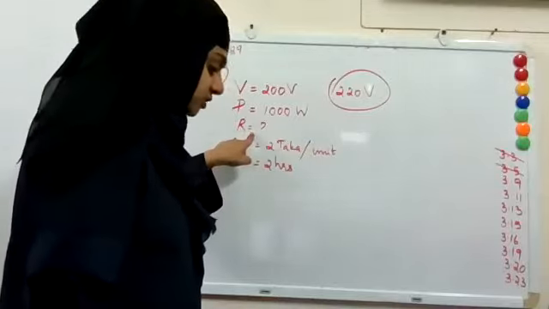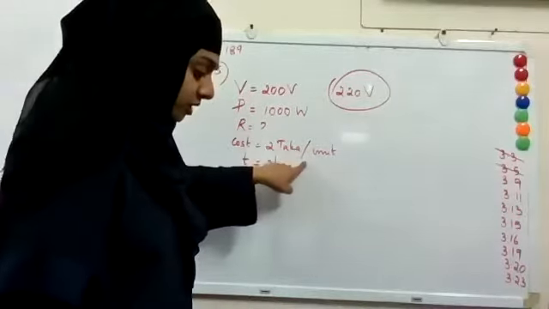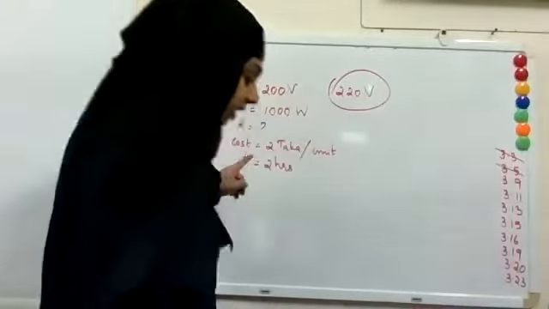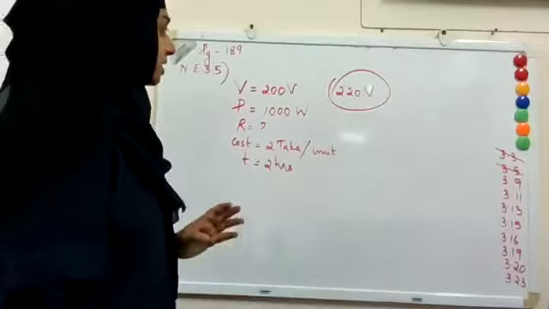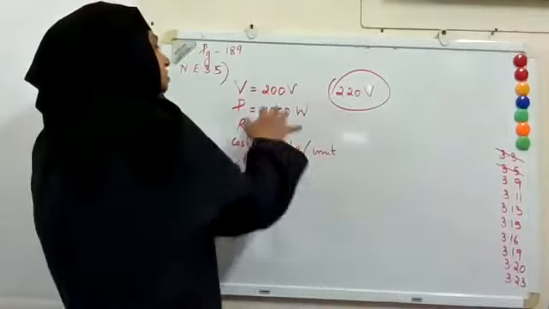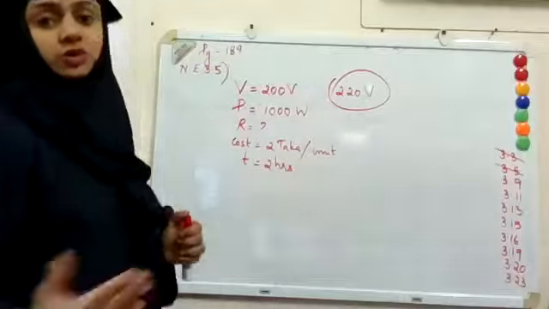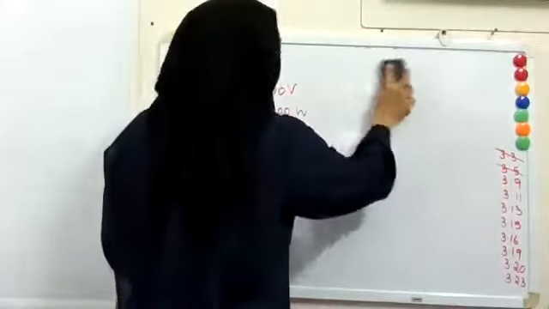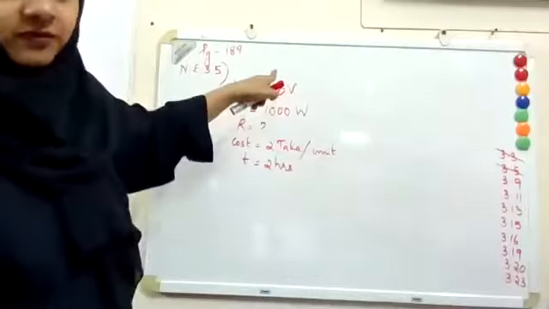And also it is mentioned if the cost of the current is 2 taka per unit, find the total cost of the current for the iron used for 2 hours. So this is the question. In the textbook, when they solve, instead of 200 volts, they have used 220 volt because 220 volt is the supply voltage, but that's not the right way to solve the problem. You have to use 200 volt itself.